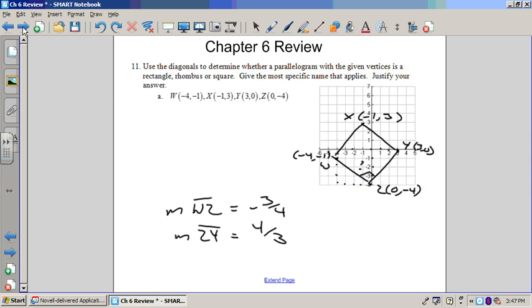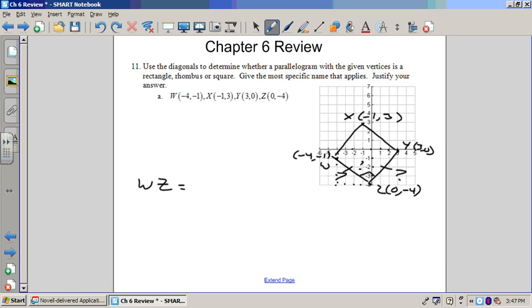There are a couple different ways to know if this figure is going to be a rhombus, but what I believe I'm going to do to see if I can find out if it's a rhombus is just see if these two sides are congruent. Because if those two sides are congruent, all four sides are going to have to be congruent. So what is WZ? Notice that if I write just the letters WZ, I'm asking just for the distance between the point W and Z.